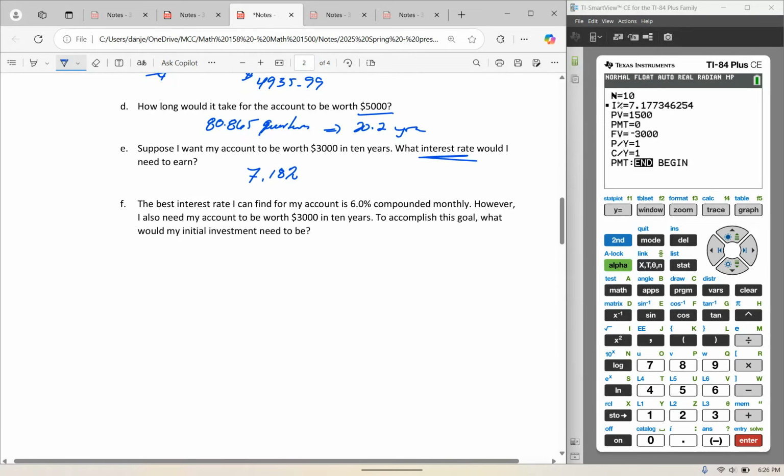Here's a different question I didn't ask last time. The best interest rate I can find for my account is 6%. So let's put that back to 6%, compounded monthly. So let's put our compoundings back to monthly.